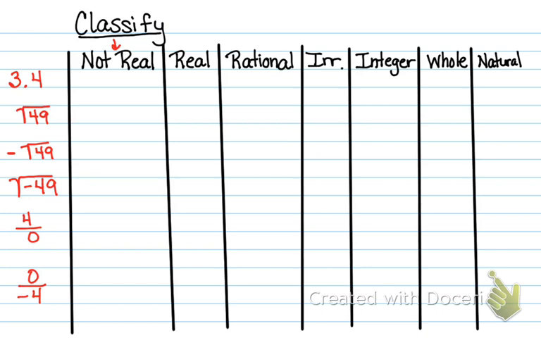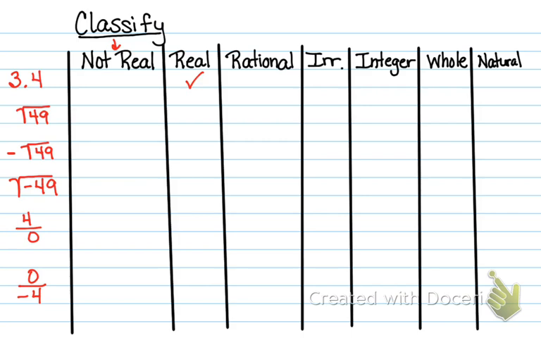If you have rational, can it also be classified as an integer? Can it also be classified as a whole number? Can it also be classified as a natural number? So let's look at 3.4. 3.4 is a number. We can think about it: can I write that as a fraction? Does it make sense? Is it something like an i or a negative square root or something divided by 0? Well, I know it's real, so I'm going to put a little check there. Then I think, can I write it as a fraction?